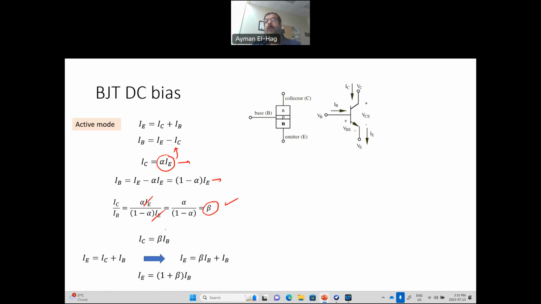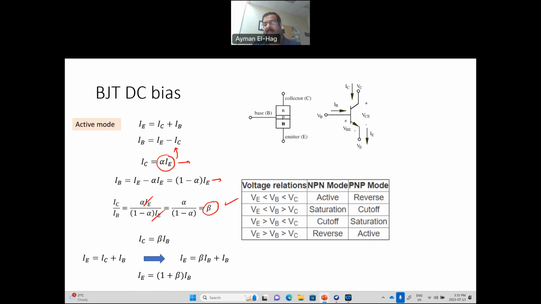Now, you go and do the check, and you find that it's not active, it's saturation. In the saturation mode, the only equation that is applicable is the KCL, and VCE, the voltage between collector and emitter, is equal to a constant value, which is 0.3, 0.4, or 0.2, depending on what value the question gives you. But you cannot use any of the formulas with beta or alpha. So that is how you approach the problem in a very short period of time.